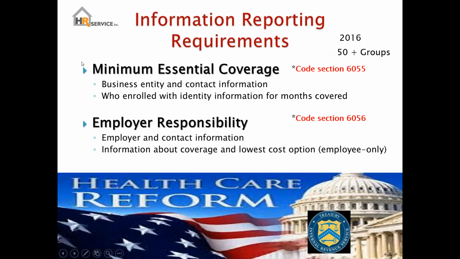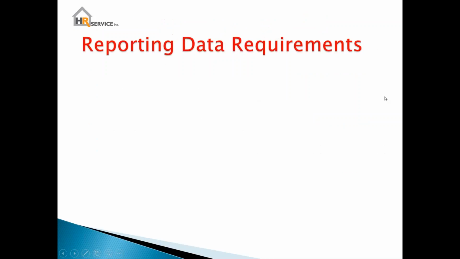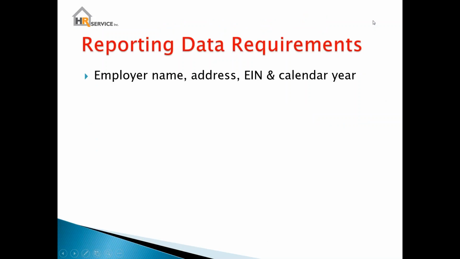So if we look at the two new codes, we've got now IRS code 6055 and IRS code 6056. 6055 deals with the minimum essential coverage, and there's certain information that we track associated with that, and we're going to go into more detail on this. 6056 deals with the employer responsibilities, and we'll go into detail on that as well. Now, if we look at the reporting data requirements, the kind of information you're tracking and gathering here, and then again, we're going to go into the actual form and show you where this is all at.